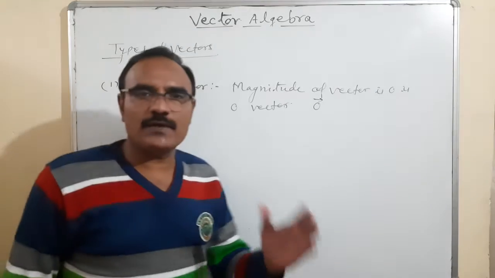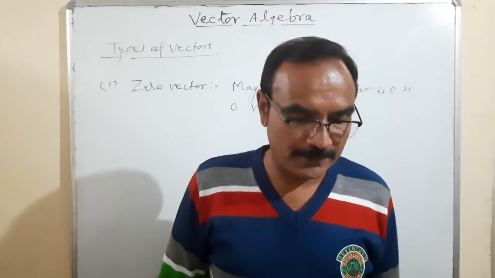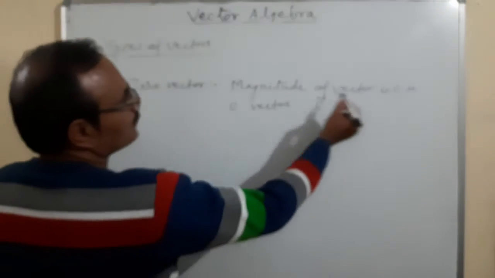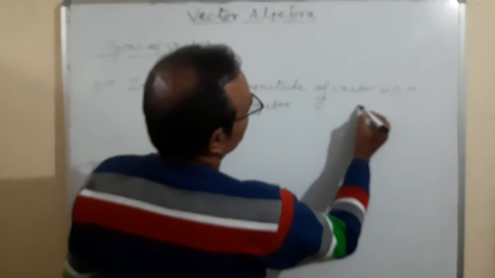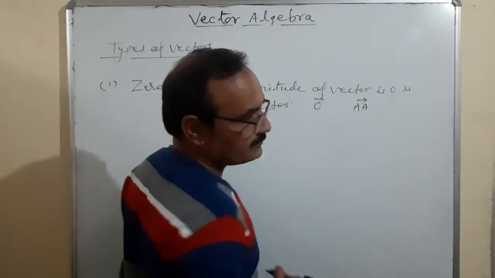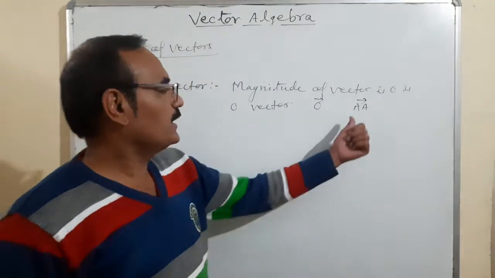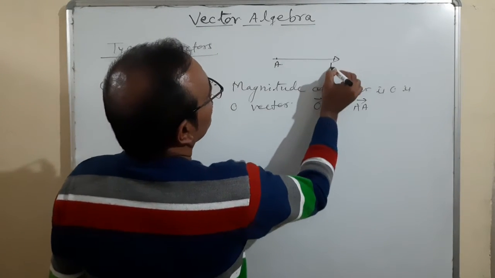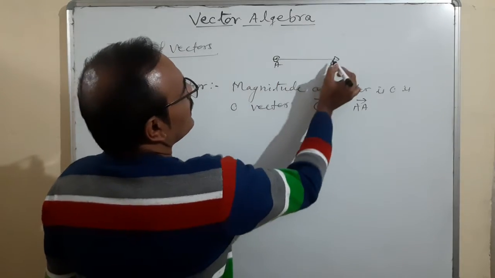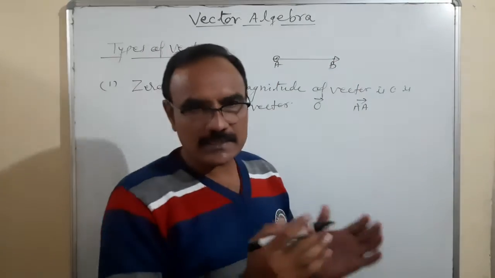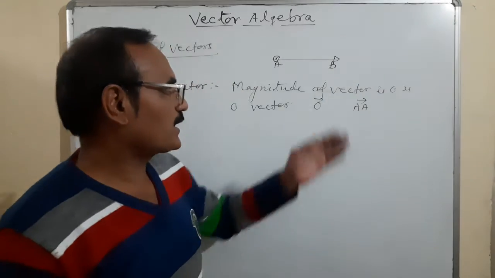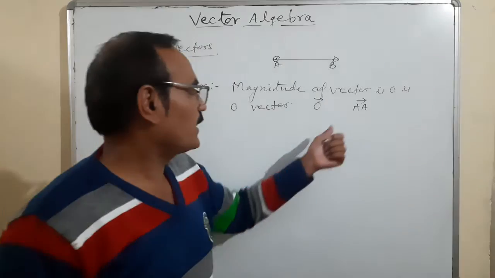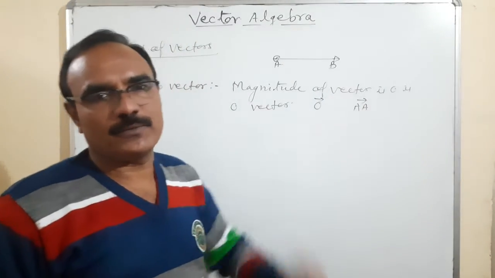By the name you will understand and memorize, zero vector. The magnitude of 0 is zero vector. Other way, suppose A and A, what does it mean? Suppose this is a vector A, it is B. So this is called initial point and that is called terminal point. The difference between the terminal point and initial point is nil. That means it is called zero vector.